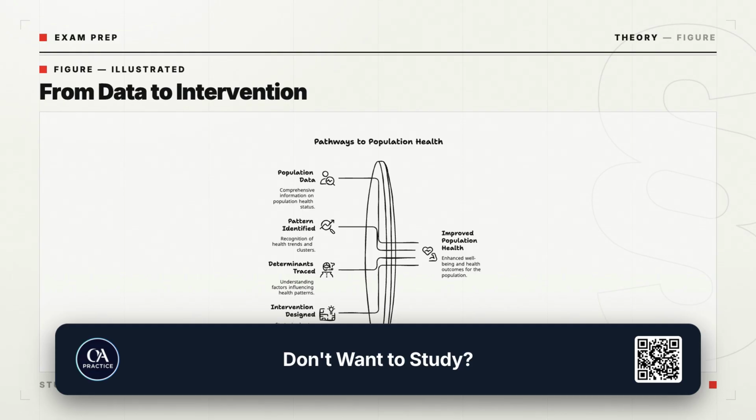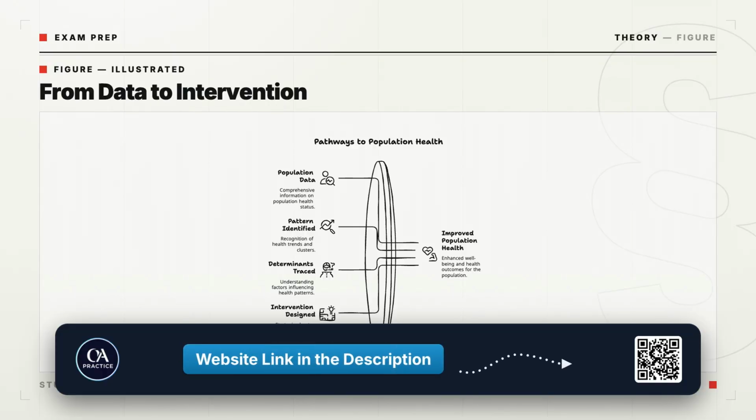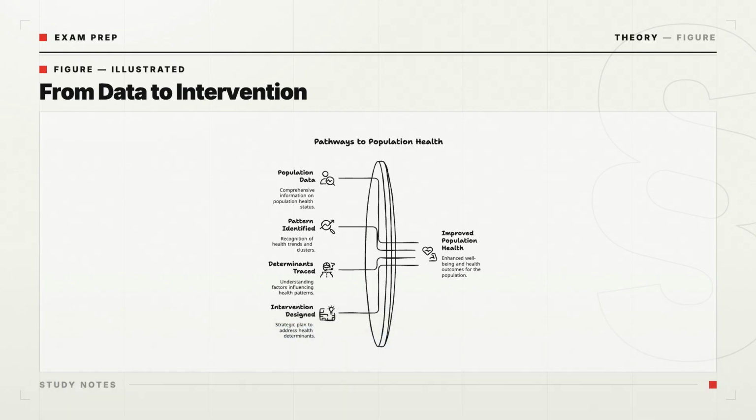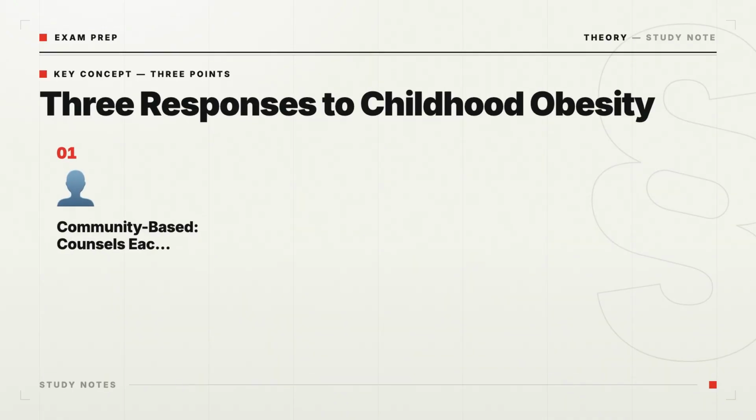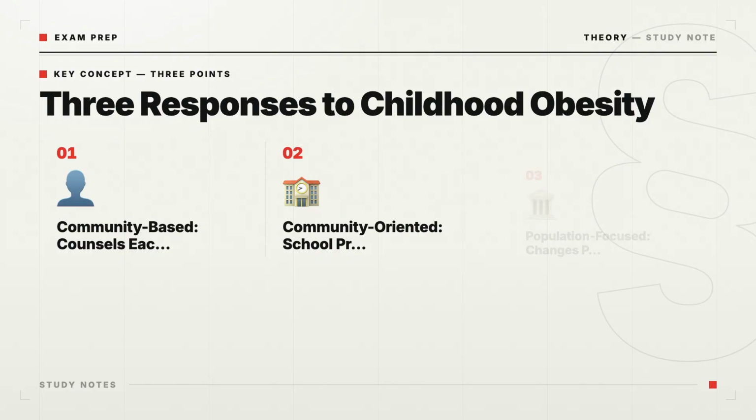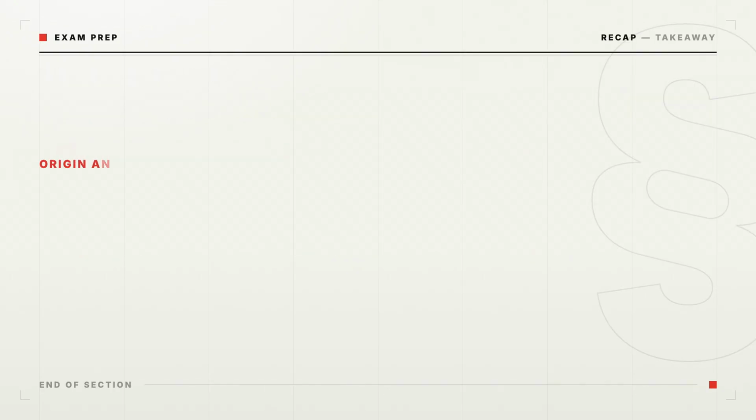Data come first. A pattern like hip fractures clustering in certain neighborhoods is found before anyone presents as a patient, then traced to the determinants producing it, and only then does an intervention get designed. Consider childhood obesity clustering in 3 neighborhoods. A community-based response counsels each overweight child. A community-oriented response builds a school lunch program. A population-focused response changes school meal policy, park funding, and zoning, and never meets most of the children it helps.